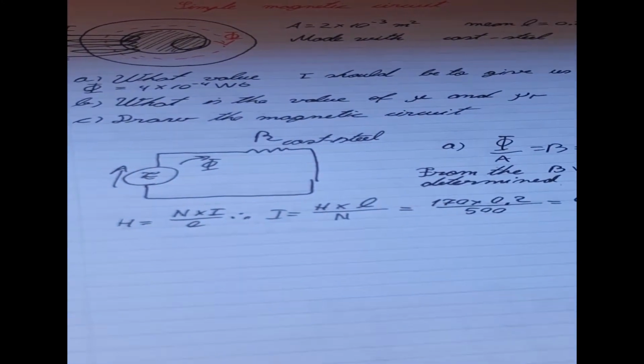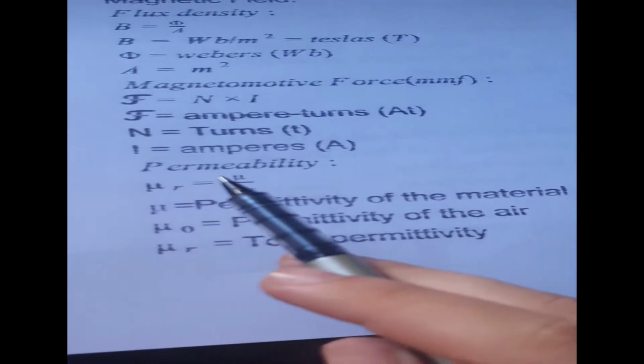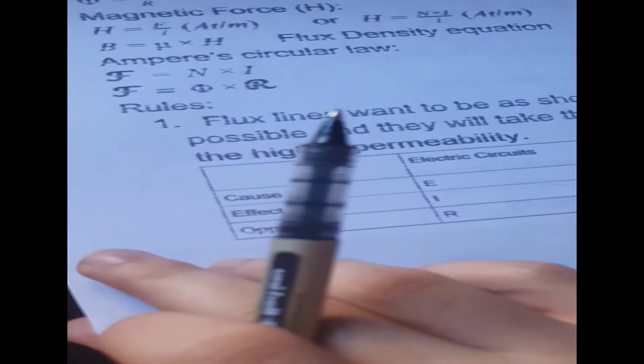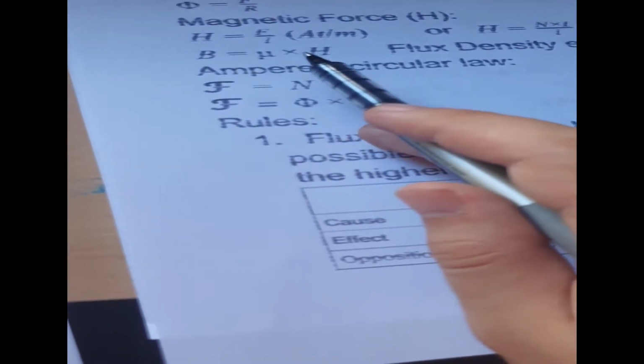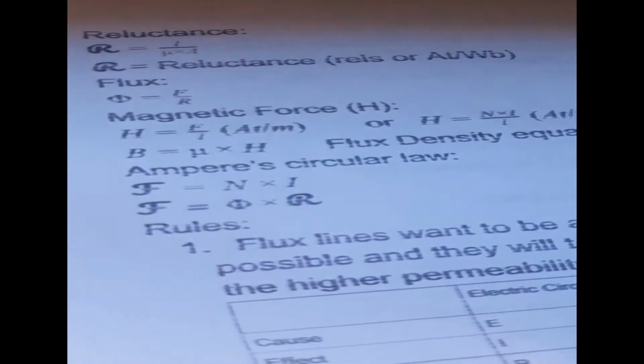Now let's go to the second question, which is what is the value of mu and mu R, which is basically the permeability. Well, let's look at the formulas for permeability. There you go, that's one of them, where mu R is equal to mu divided by mu 0. But are there any other formulas? Because there should be one more. Oh, there it is. B is equal to the permeability of the material multiplied by H, which is the value seen in the graph.